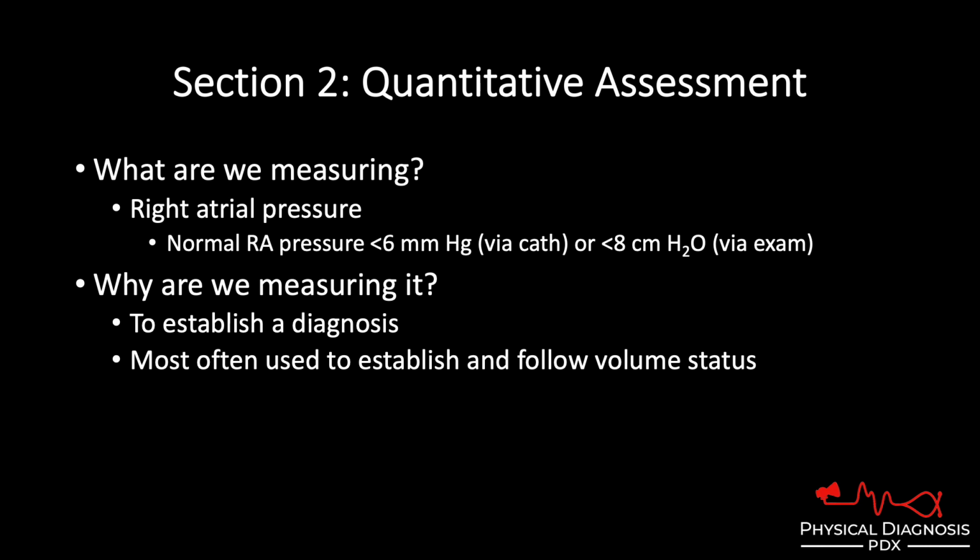So why are we measuring the JVP? First, it can be helpful in establishing a diagnosis. For example, in a patient who presents with dyspnea, the JVP exam is an instrumental part of the workup that at worst can narrow the differential diagnosis, and at best, provide you with a diagnosis. In addition to its diagnostic utility, we often use JVP to establish and follow a patient's volume status. Pressure in the right atrium is usually a function of volume. As volume goes up, so does pressure.